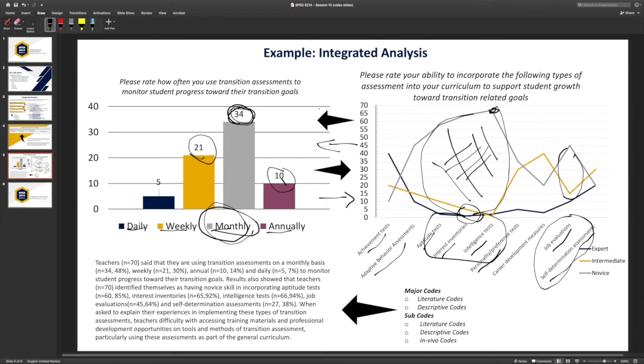So just to read this real quick, in my write-up, I'm talking about how our 70 teachers in this example said that they're using transition assessments on a monthly basis, right? And that number of responses is for the entire group of teachers that responded. So 34 said that they're doing it on a monthly basis, and that's about 48%, almost half the sample. And then I broke it down from the highest to lowest, so 48%, 30, 14, and 7% there. And then I followed that up with an explanation of my multiple ranking grid results.